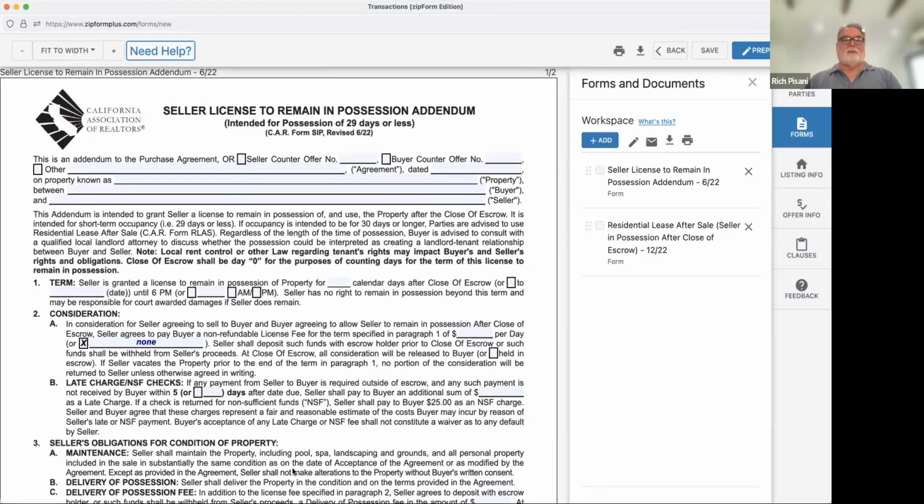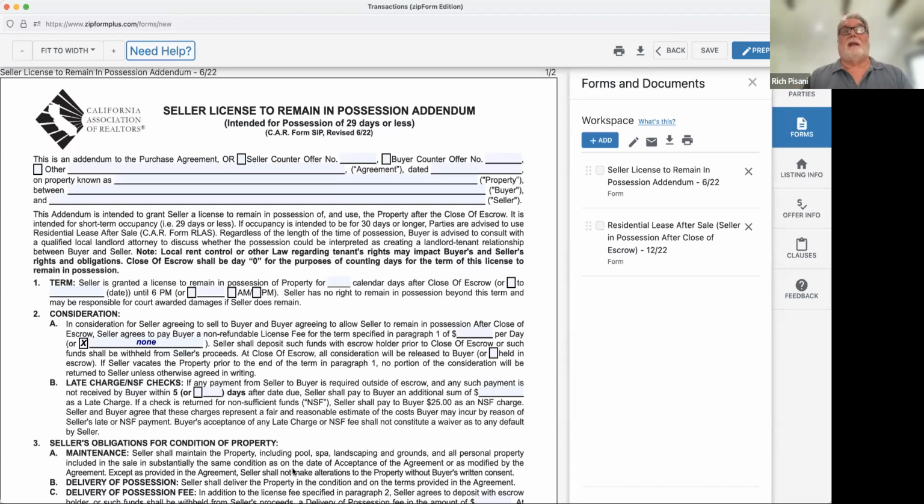If seller vacates the property prior to the end of the term, no portion of the consideration will be returned to seller unless otherwise agreed in writing. That's very important. So if the seller says, okay, I'm going to stay 7 days, I'm going to pay you $100 a day, so here's $700, and no other agreement was made between the parties, and the seller decides, you know what, I did what I needed to do, and on day 4 I'm moving out, so I want $300 back.